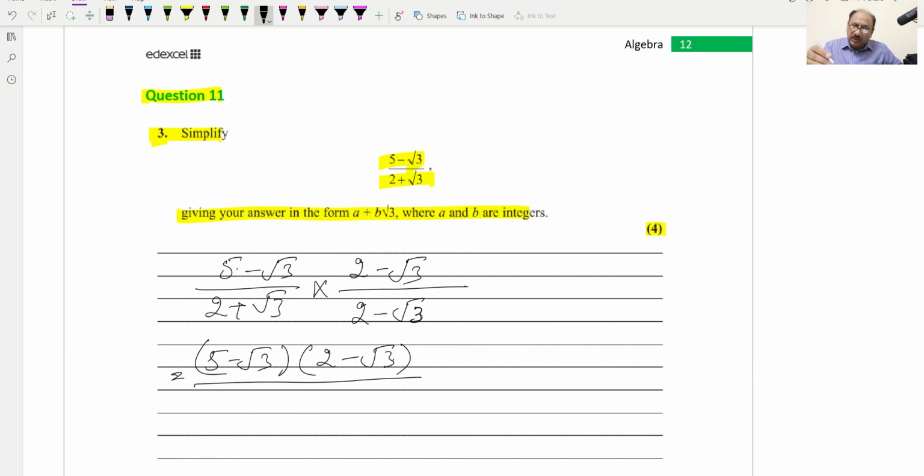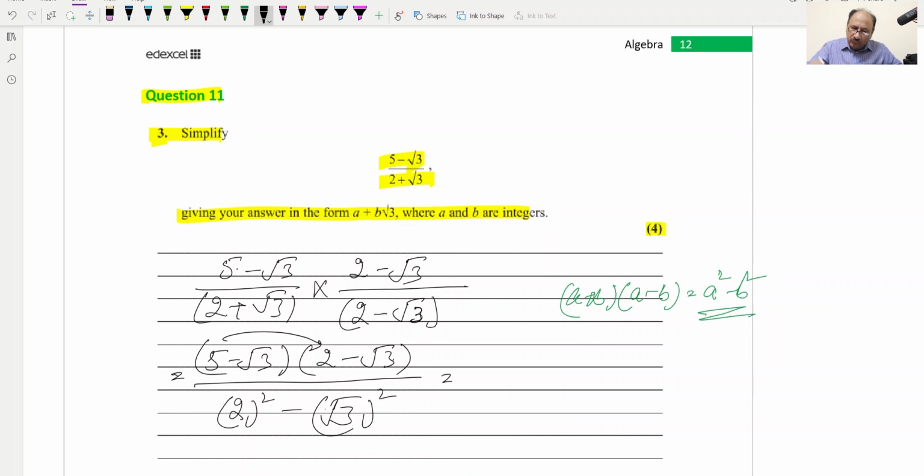And for the denominator, by applying the formula (a plus b) into (a minus b) is equal to a square minus b square, you can write it as 2 squared minus under root 3 squared, or you can multiply these two denominator terms and you will get basically the same answer. So now we can multiply the numerator.